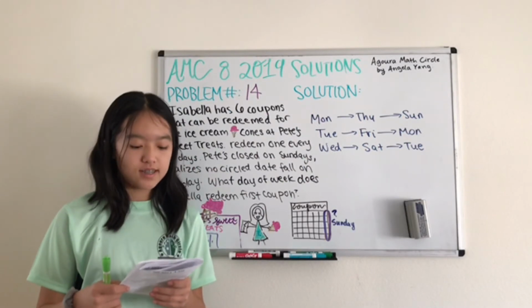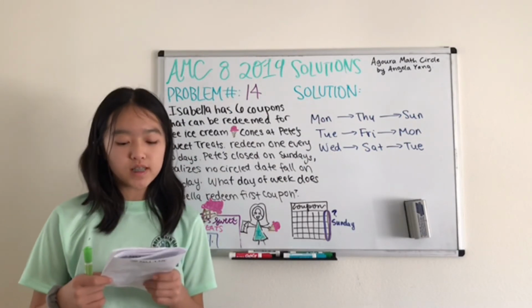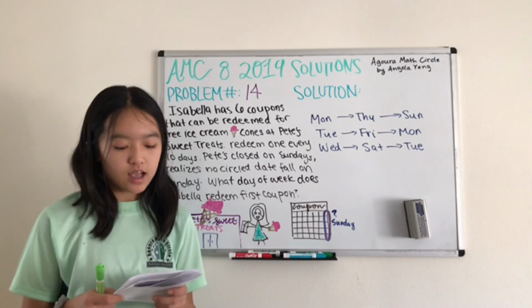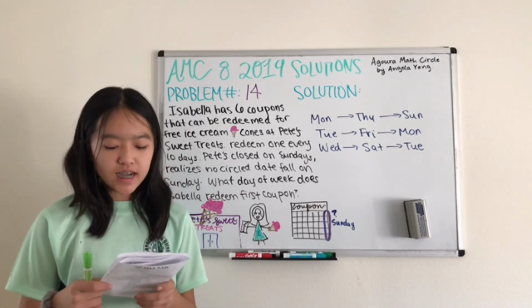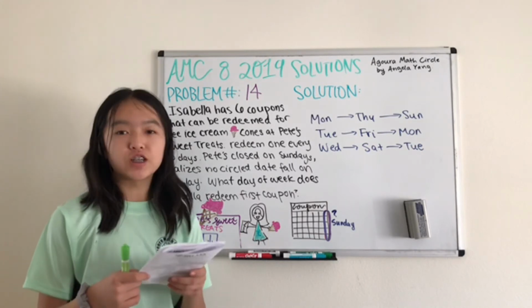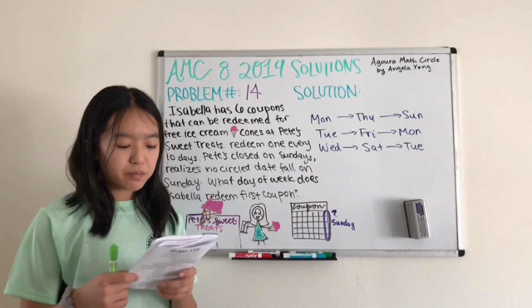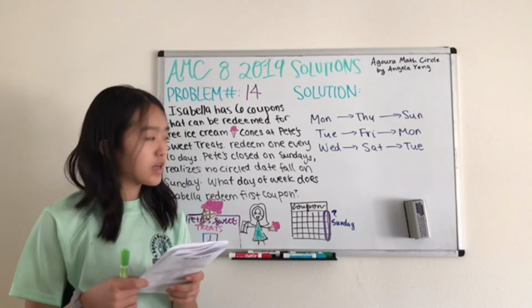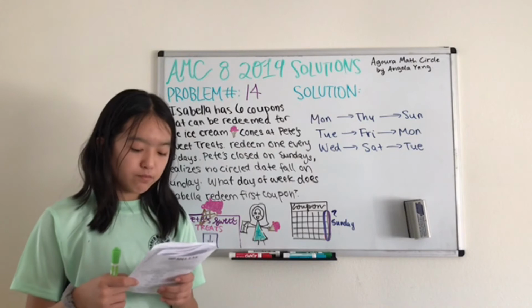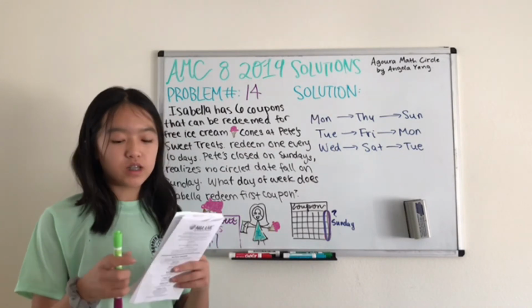Problem number 14 says, Isabella has 6 coupons that can be redeemed for free ice cream cones at Pete's Sweet Treats. In order to make the coupons last, she decides that she will redeem one every 10 days until she has used them all. She knows that Pete's is closed on Sundays, but as she circles the 6 dates on her calendar, she realizes that no circled date falls on Sunday. On what day of the week does Isabella redeem her first coupon?